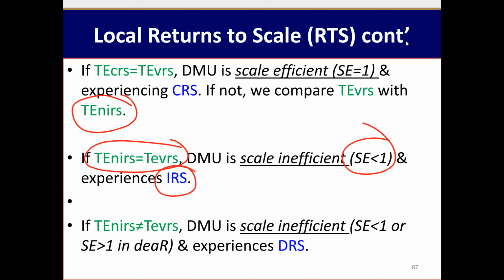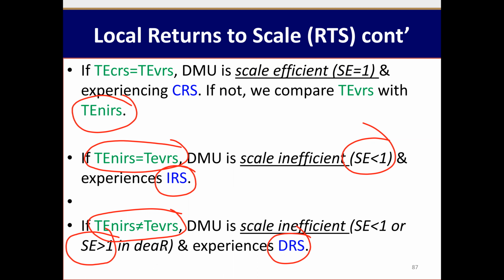But what if they are not equal? Okay, what if they are not equal there? If they are not equal, it means that that firm is still scale inefficient, but the score is greater than 1. I'm saying greater than 1 because in the package we shall use, MaxDEA, this time not a benchmarking but a DEA, you will notice that when the scale efficiency is greater than 1, it means that that firm is exhibiting decreasing returns to scale.